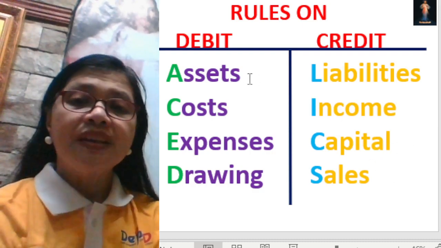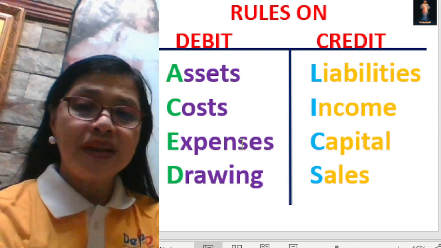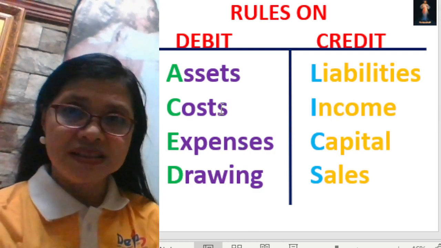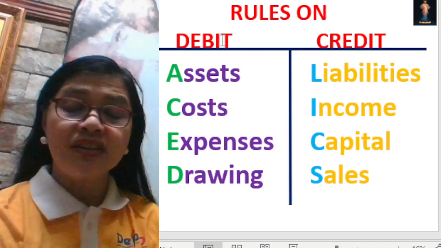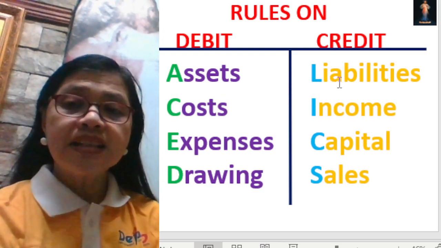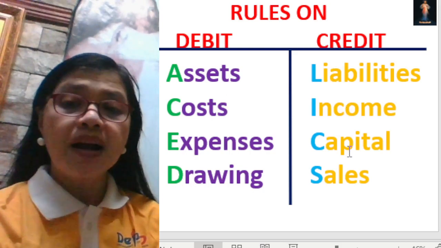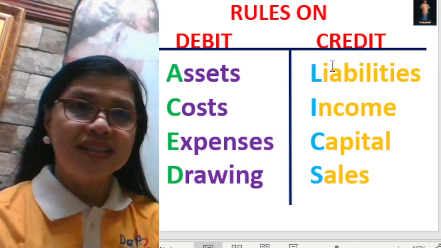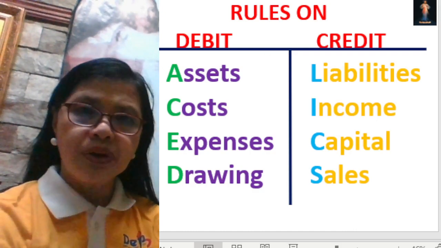Let me repeat. The assets, costs, expenses, and drawing, they do have normal debit balances. Okay, let us memorize it. Then the LEAKS or the liabilities, income, capital, and sales, they do have normal credit balances. Okay, now let's go to the example.